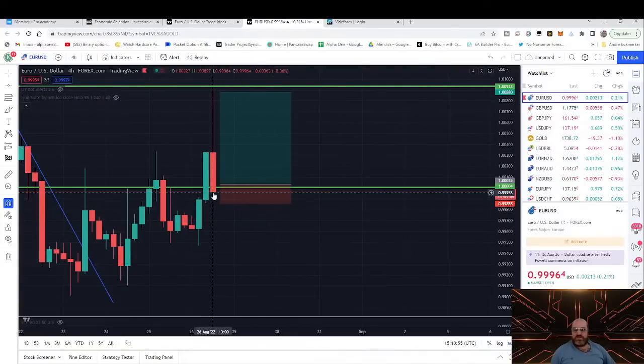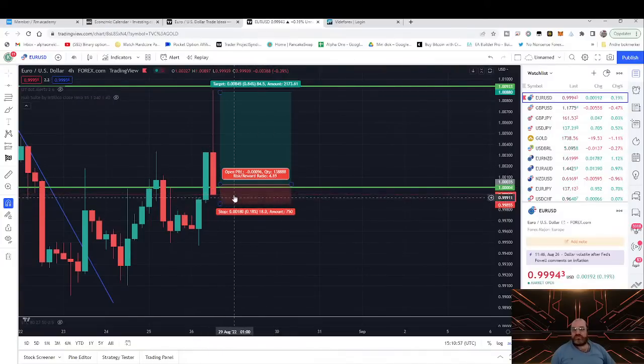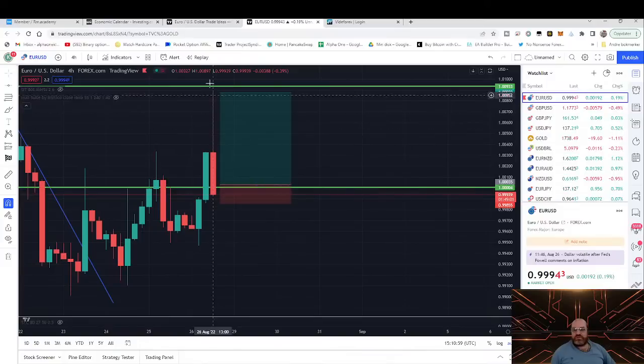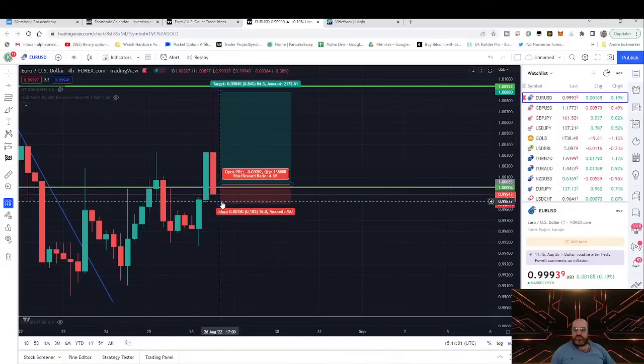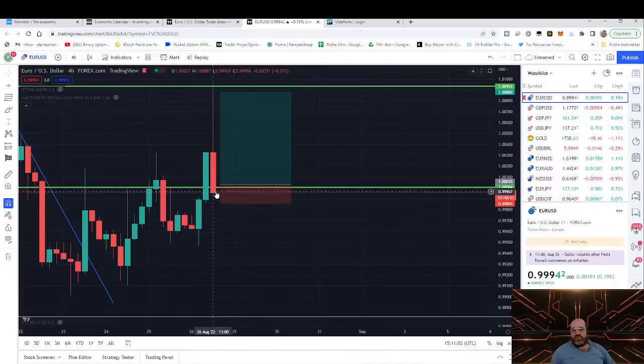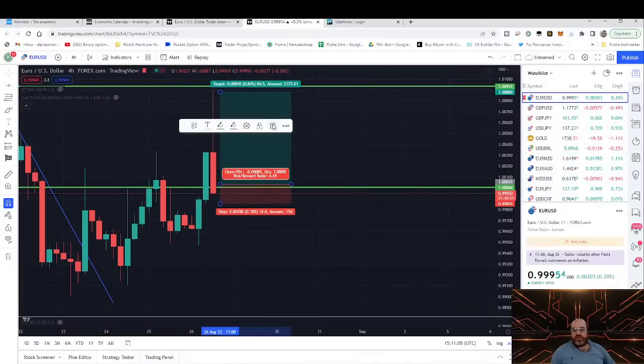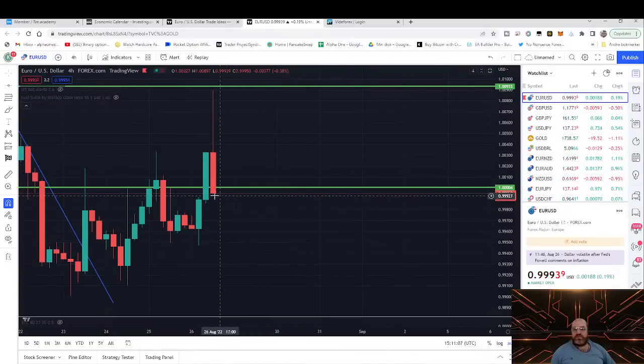Right now you can see we are breaking below. It's a very strong wick, by the way. So right now we are looking for the other way, of course. But like I said, we need to wait 1 hour 48 minutes to see what happens.